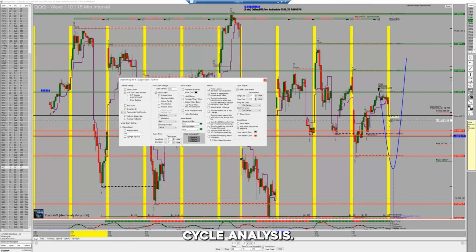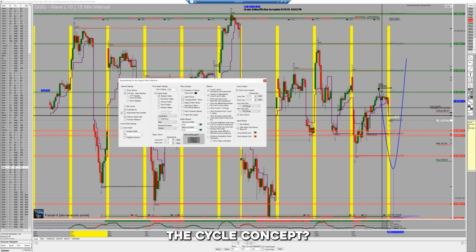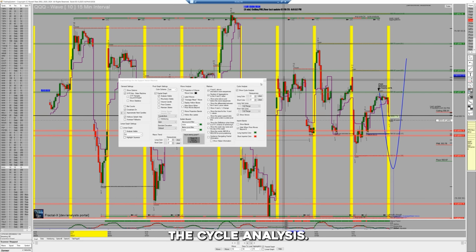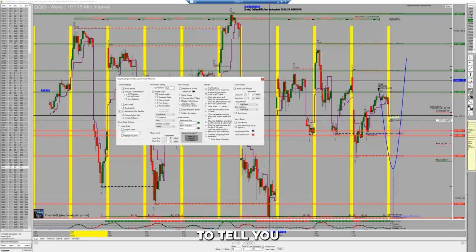Now we have the show cycle analysis. Now this is a bit, remember the cycle concept? Yes, I do remember the cycle. Yeah, so keep that in mind. It's going to be used here. So let's talk about the cycle analysis. First of all, I'm going to tell you what it does, and then we're going to get to the analysis part of it.